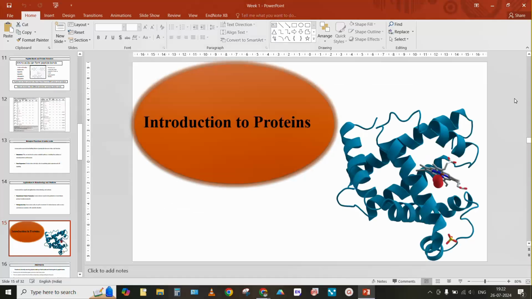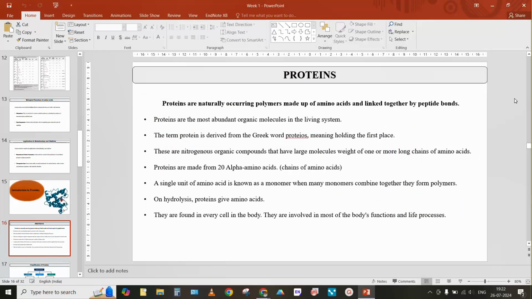Now we'll look into the introduction of proteins, what proteins are. Everybody knows proteins from bodybuilding or supplements. Proteins are naturally occurring polymers made up of amino acids linked together by peptide bonds.